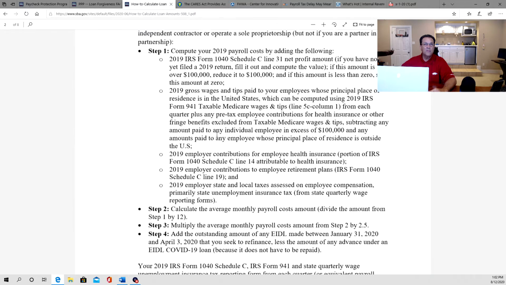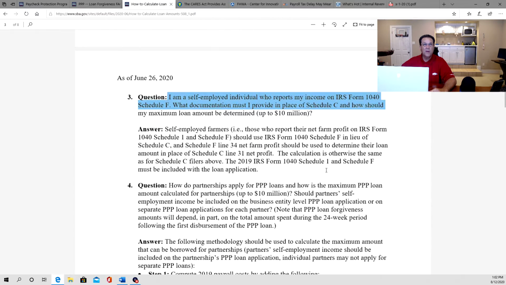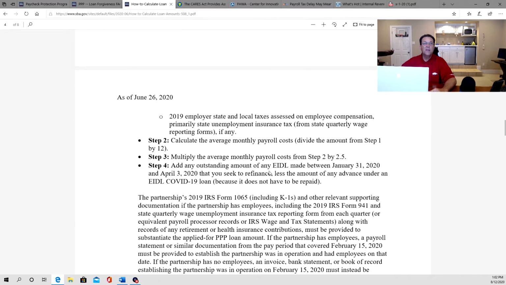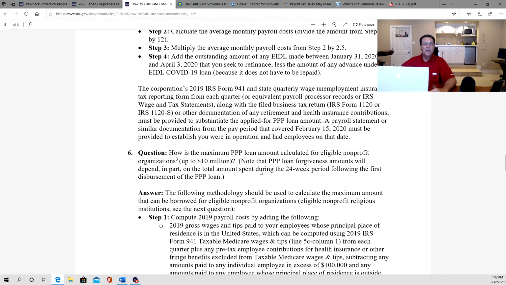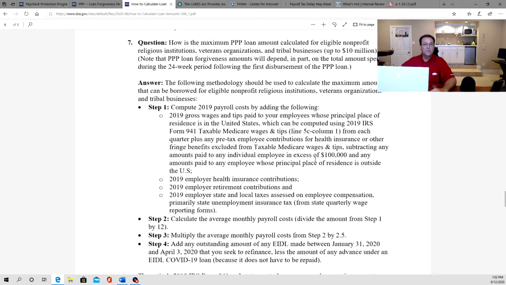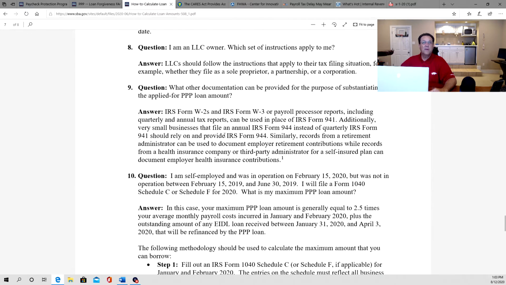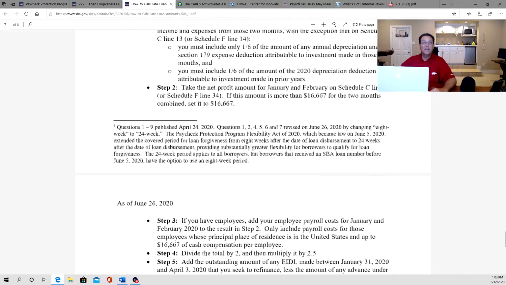Then scroll down to: if I am a self-employed individual who reports my income on 1040. I'm going to go down to number 4: how does a partnership apply for PPP loans? Keep going down. There is a maximum, and then I believe it is number 7 for eligible nonprofits, calculating for eligible nonprofit and religious organizations. I'm an LLC owner, what other structures apply to me? And let's see what other. If I'm self-employed and it's on certain times. Okay, that's at the end.